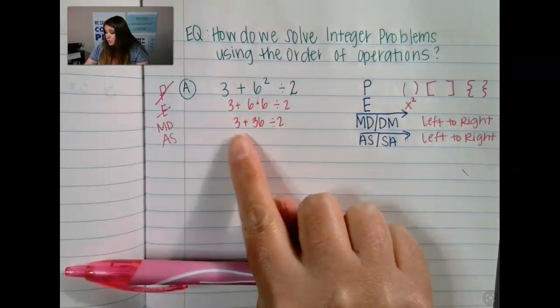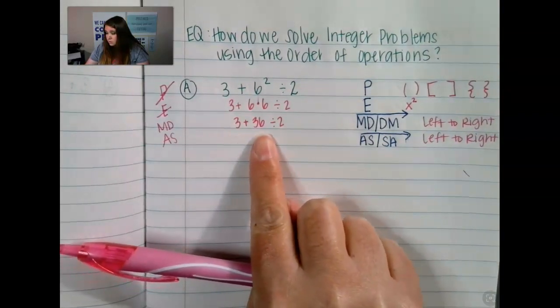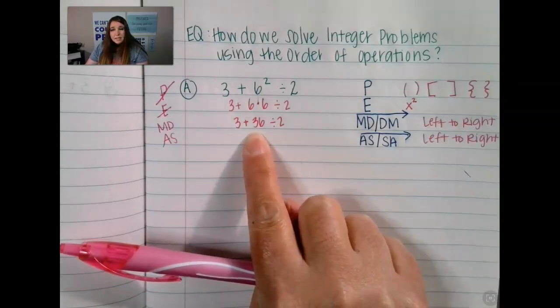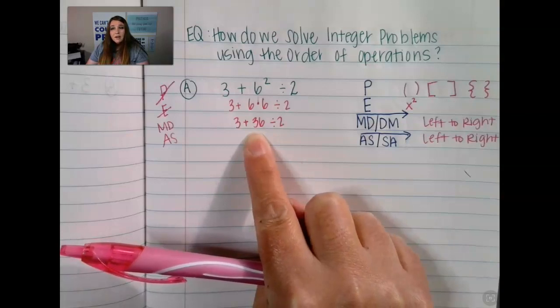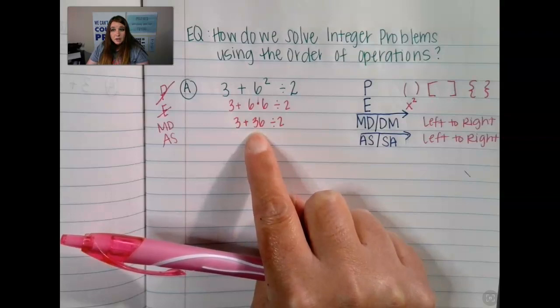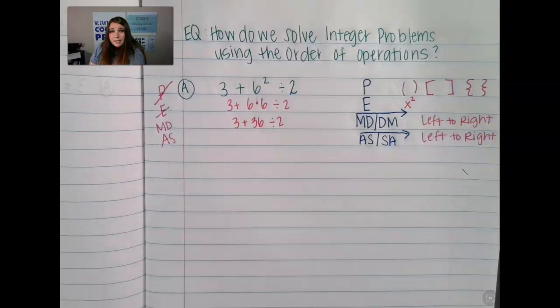Well, I'm going to start on the left of my problem, and I'm going to go until I run into a division or multiplication sign. Boom, right there. Back up 1, and it says 36 divided by 2. So I'm going to solve 36 divided by 2. So I know that 36 divided by 2 is 18.